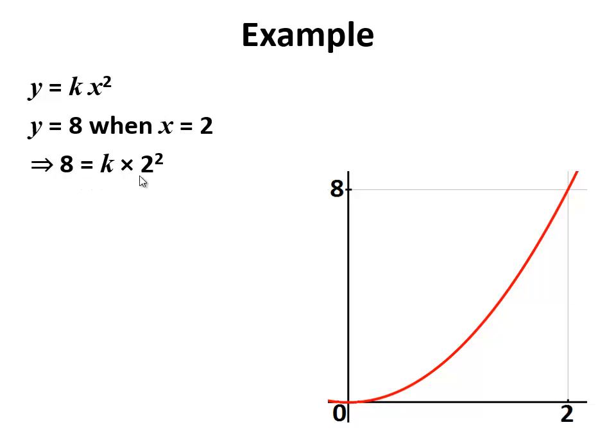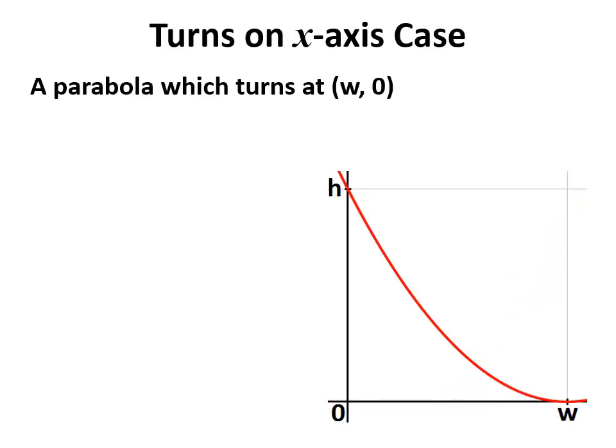8 is k times 2 squared, very quick multiplication, and we discover that k is 2. So this graph's equation is y equals 2x squared. So that was the process. We wrote the general form, we substitute in a known point, we solve for k, and then we write the formula at the end of that. So that's a very easy case because we're just substituting in a very simple point.